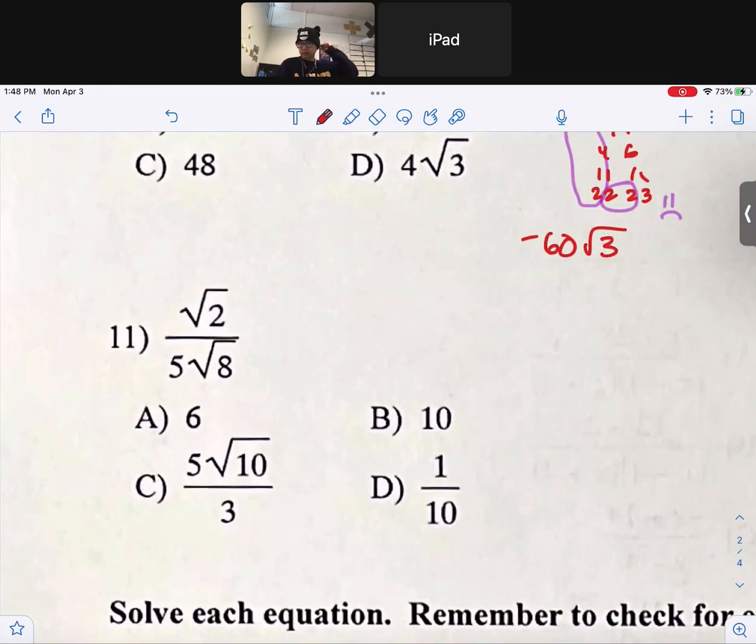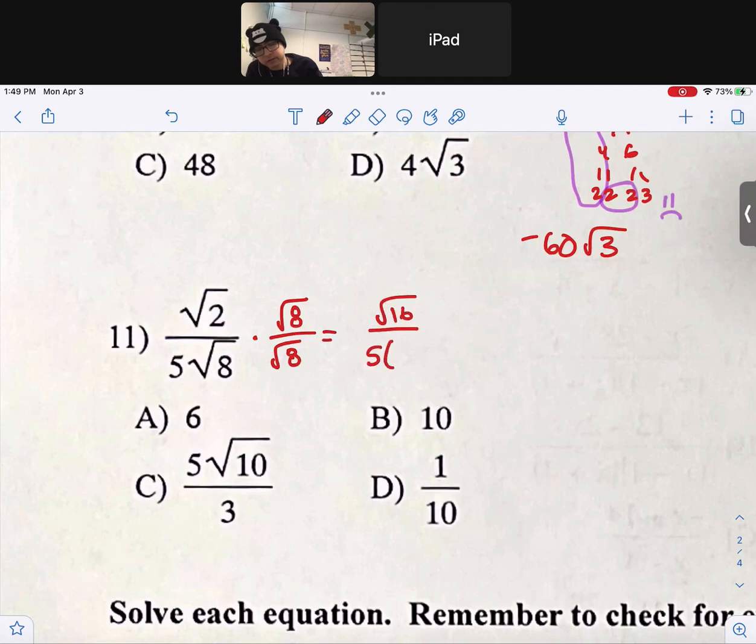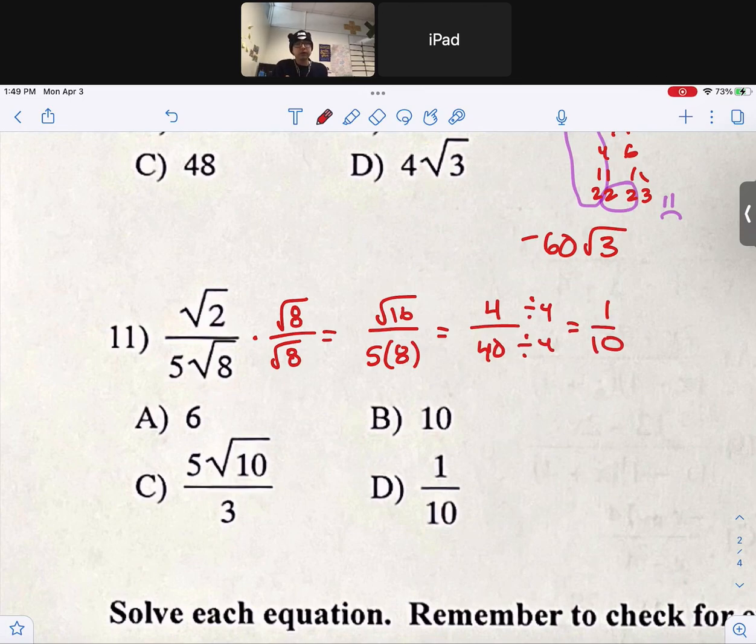11. Okay, something I noticed. One thing you guys could do is you just multiply top and bottom by the square root of the bottom. So rad 16 all over 5 times rad 8. A radical times itself is just a number on the inside. And isn't rad 64, you guys, a perfect square of 8? And then 5 times 8 is 40. And you guys could simplify that by dividing both by 4 for 1/10. So that's one way you guys can do it.